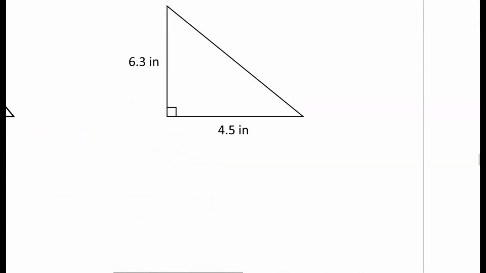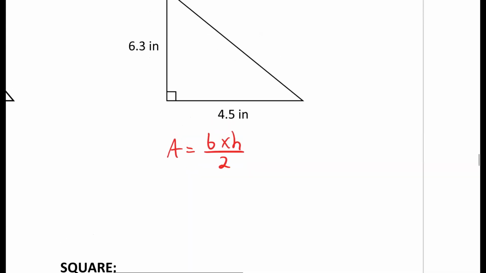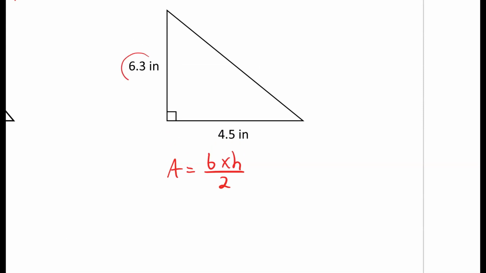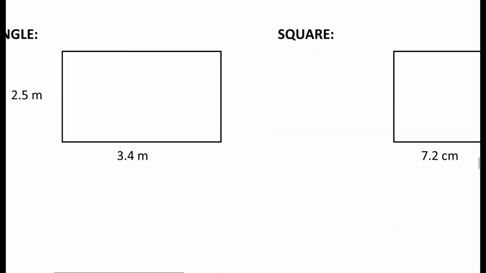For this triangle here, I'm going to leave for you to complete as your example. Again, you're doing area equals base times the height and divided by 2. So you'd have your height and you'd have your base, and you put those into the formula to calculate.